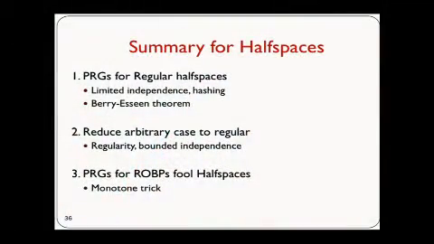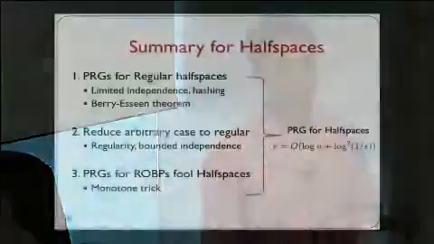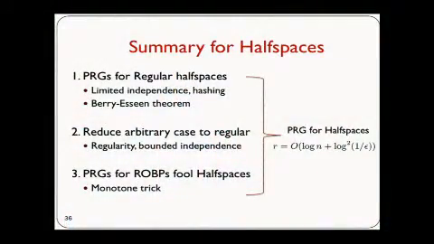So here's the summary for half spaces. We have the PRG for regular half spaces. We have the reduction of the arbitrary case to regular case. And then we had the third thing, which was the monotone trick to show that PRGs for ROBPs work for half spaces. And all of these three pieces fit very nicely together to give our final result, which is a PRG with seed length log n plus log squared 1 over epsilon. The improvement in epsilon mainly comes from the monotone trick, but you need to use everything together.